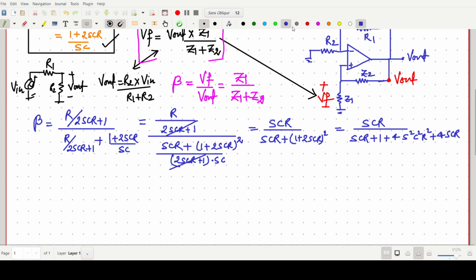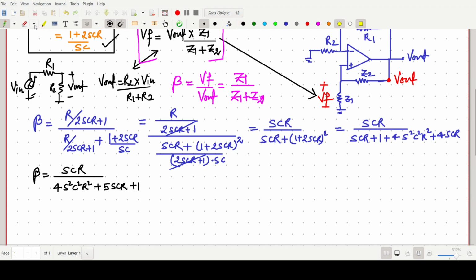Because in most such problems we can easily find it by equating the imaginary part to 0, which will give the condition of oscillation. But we have to find this beta. So this beta value will be SCR divided by 4 S square C square R square plus 5 SCR plus 1. So this one is the value of beta. Beta value we have calculated.